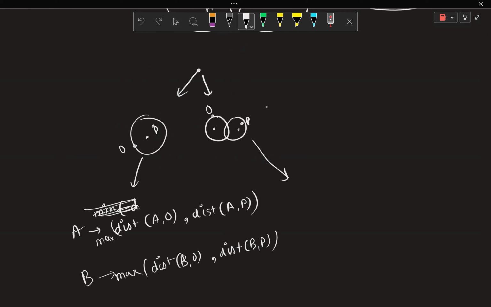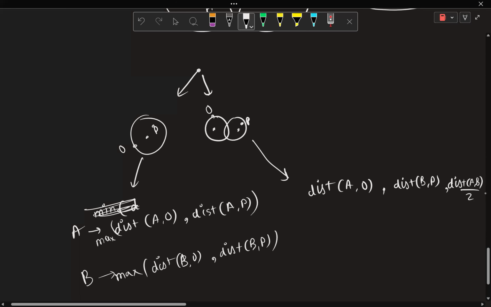In the next case, you can have circle A containing O, and circle B containing P, and A and B should be connected with each other. So A and B should be connected. Just the maximum of all these.